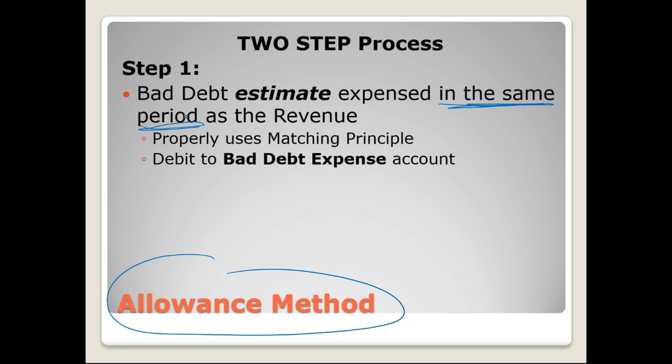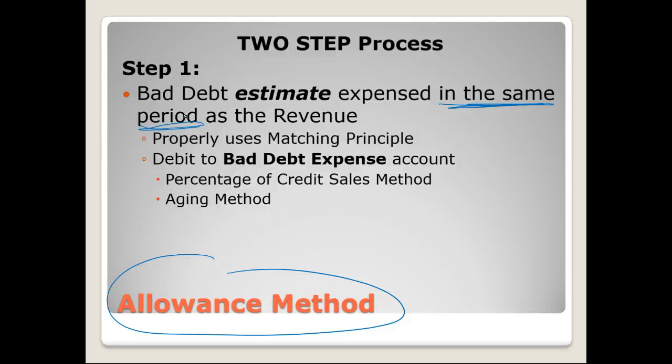Whatever the amount is, whatever I estimated the amount to be, I will debit that to my bad debt expense account. Now, I do have two ways of estimating it, the percentage of credit sales method and the aging method. We will go over one of those in just a moment.